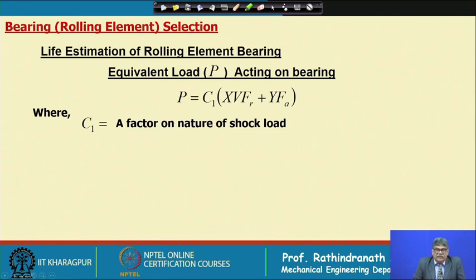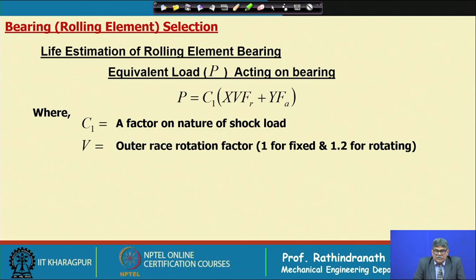C1 is a factor of nature of shock load. This C1 can be taken 1 if there is no shock load, maybe for a heavy shock load it can be taken 2, and we can choose any value in between that. That is usually recommended by the manufacturers of the bearing, as well as depending on the load, sometimes the manufacturer of gear units also consider this value, they choose this value accordingly.